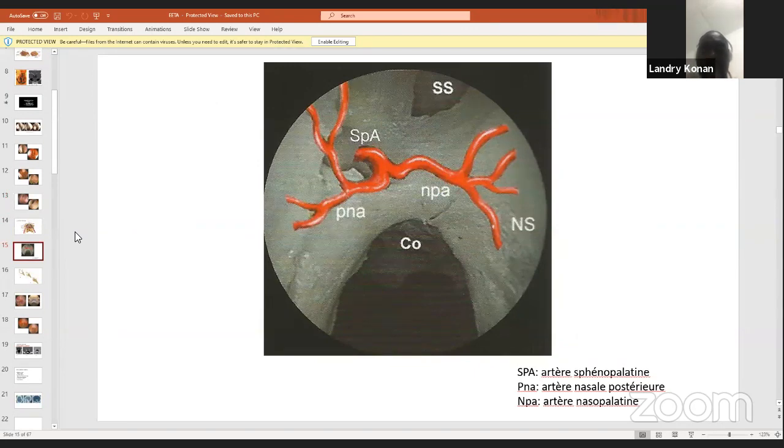Here again, I want to show you the trajectory of the sphenopalatine artery. Here again, this is the right nostril. You see in red that the sphenopalatine artery is located between the inferior margin of the sphenoethmoidal recess and the ostium upward. So at mid-distance between them, you will have the sphenopalatine artery running within the mucosa. It will give off branches that will supply the nasal septum. Okay, next slide.